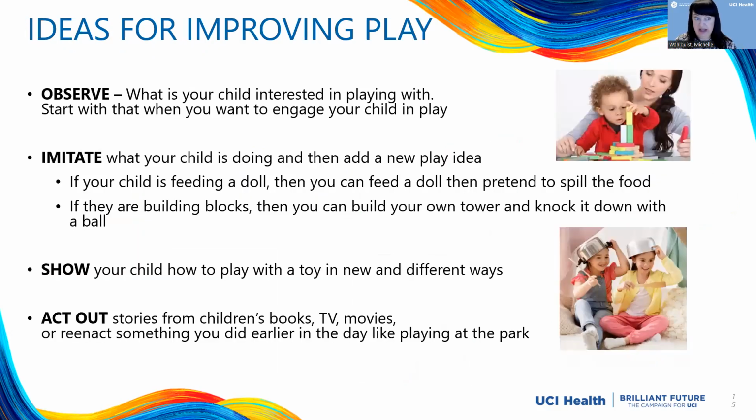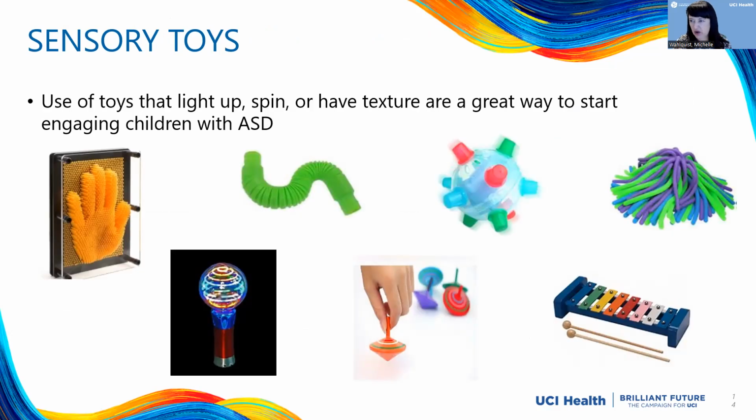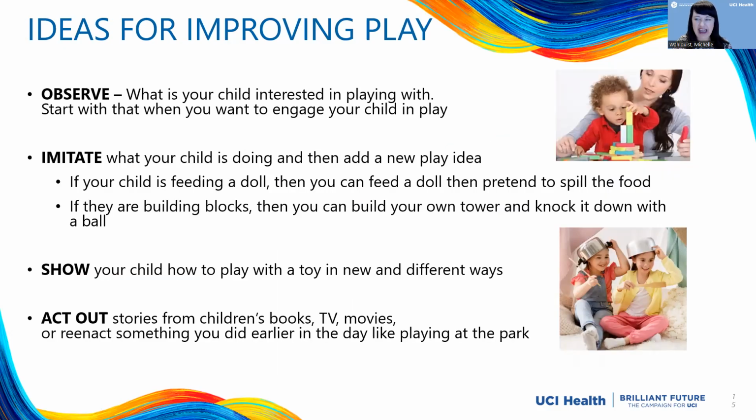What do we do to improve play? Well, the first thing you need to do is observe what your child is interested in playing with. And again, it's usually these sensory-based toys, oftentimes, that they're most interested in at the beginning. And just like improving joint attention, it's kind of the same idea for improving play. You want to imitate what your child is doing. You want to join them in their world. Don't force them to play the way you want to play. Have them play how they want to play and you join in.